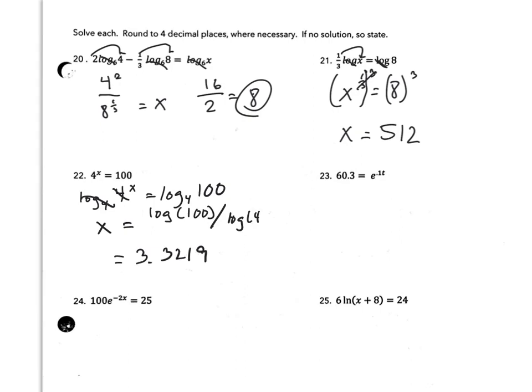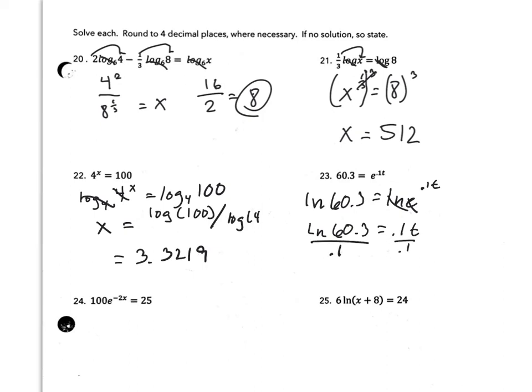For number 23, we can't do anything with this. There's no numbers to divide or anything, so we're going to start right away by taking the natural log of both sides. These decimals are tricky. Make sure you don't lose them. So this is gone. So now we just have the natural log of 60.3 equals 0.1 t. So we'll divide both sides by 0.1.